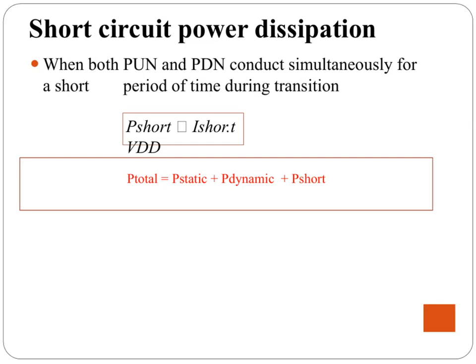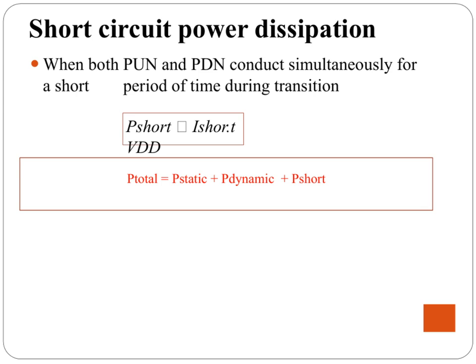Here, we're looking at short-circuit power dissipation, which happens when both the pull-up network and pull-down network conduct at the same time during a brief transition period. This simultaneous conduction causes current to flow directly from the power supply to ground, resulting in power loss. The equation for short-circuit power dissipation is P_short equals I_short times VDD, where I_short is the short-circuit current and VDD is the supply voltage.